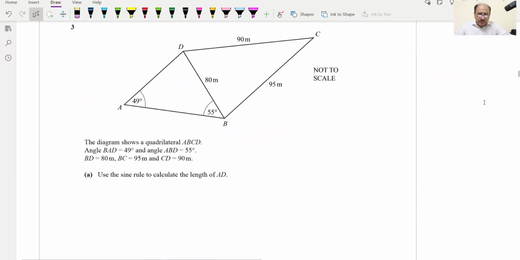And the next question says, this is question number 3. Diagram is not to scale. The diagram shows the quadrilateral ABCD. Angle BAD is 49. Angle ABD is 55. BD is equal to 80, mentioned over here, and BC is equal to 95 meters, and CD is equal to 90 meters. Use sine rule to calculate the length of AD. So AD length is which one? This length is required.